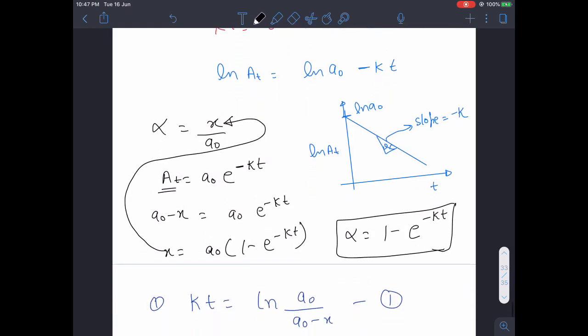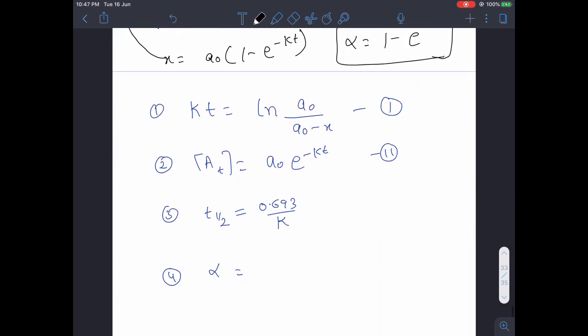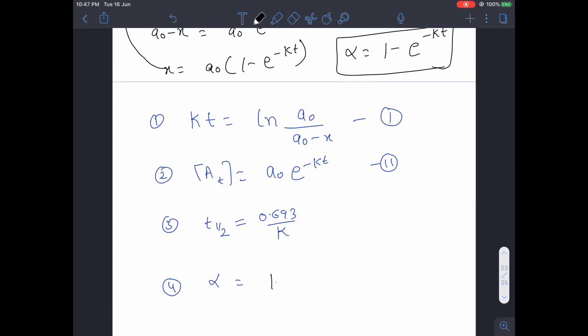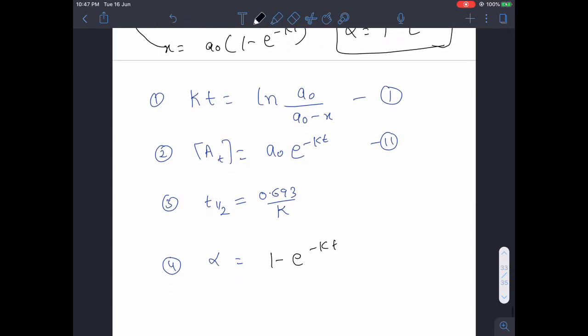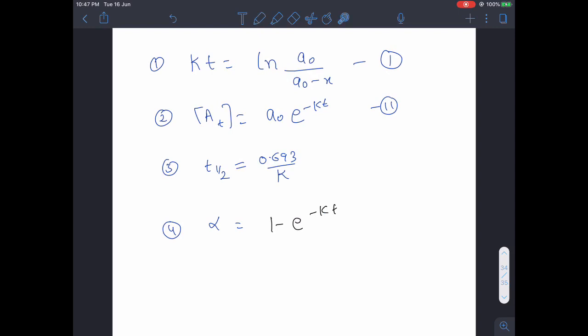So finally, the conclusion, what we have learned till now: for the first order reaction we are getting kt is equal to ln a upon a minus x. a as a function of time is this, t half is this much, and which is very clearly independent of initial concentration a naught. Fourth, degree of dissociation as a function of time is 1 minus e to the power minus kt.